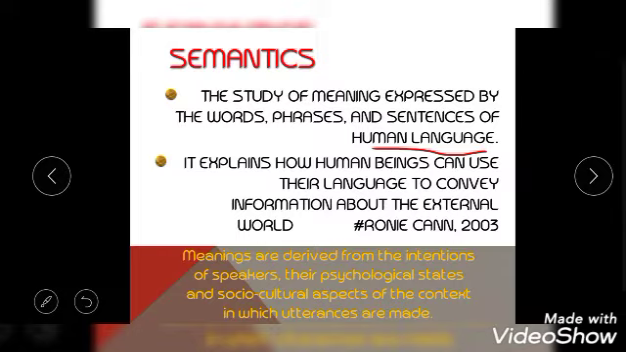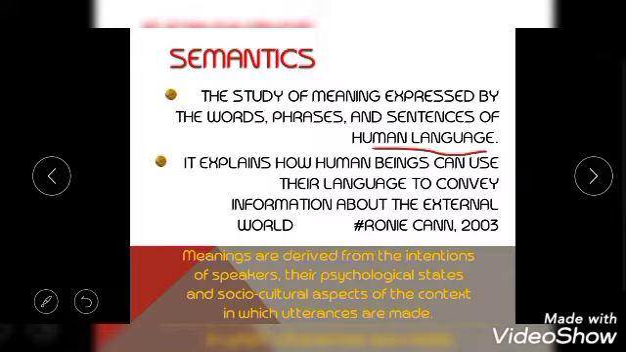And surely, from this definition, we can see that semantics has a certain function. It is to explain how human beings can use their language to convey information about the external world. External world doesn't mean that it is the opposite of the internal world. So please, just focus on the external world: something or everything that we can see, hear, touch, and feel.